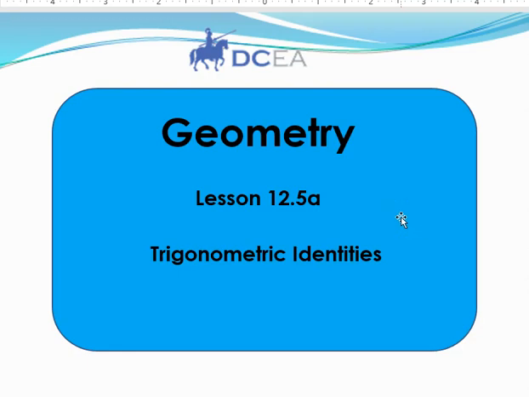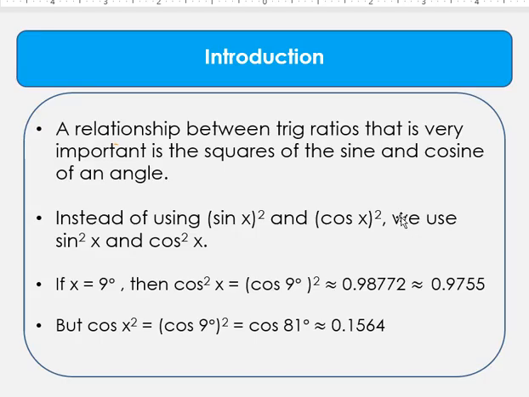Welcome to Trigonometry, Lesson 12.5. We are going to learn about trig identities. Trig identities are a relationship between trig ratios, and they're very important as far as trigonometry.